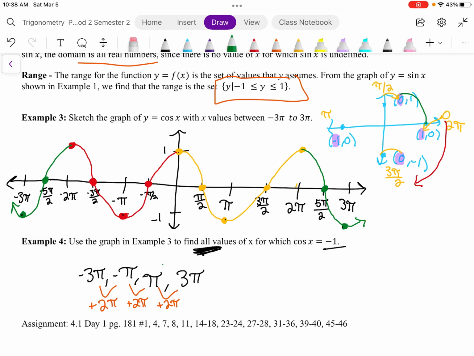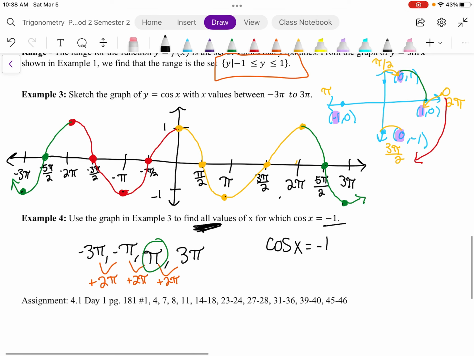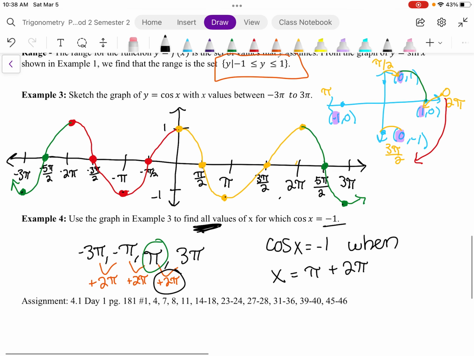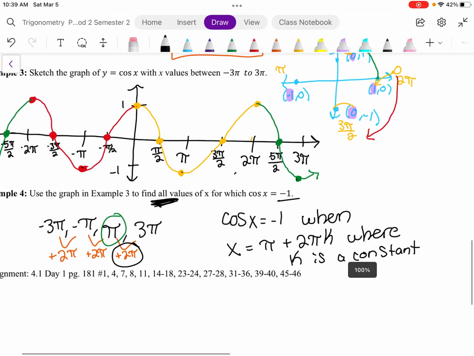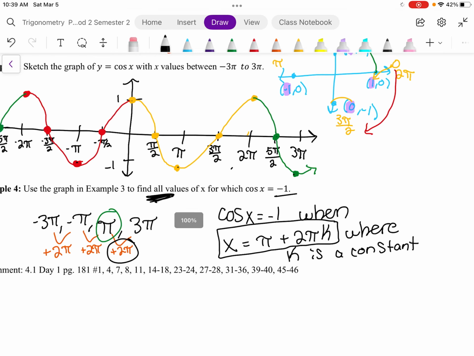So we're going to start with the first positive value of pi, and we're going to say cosine of x equals negative 1 when x equals pi plus, and then we're going to take the change that we're doing, so 2 pi, and then we're going to multiply it by a constant, where k is a constant. So all of the possible values for where cosine of x is going to equal negative 1, we can plug in any number for k. It could be a positive whole number or a negative whole number. And if we were to plug that in for x, we would end up getting a value of negative 1 for our answer.